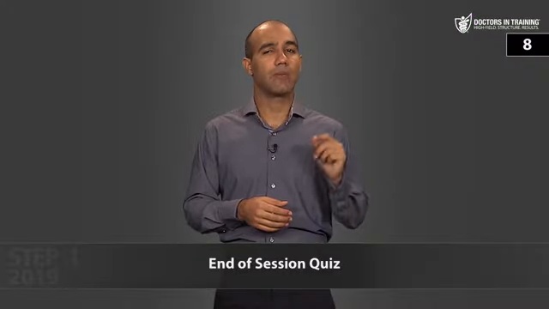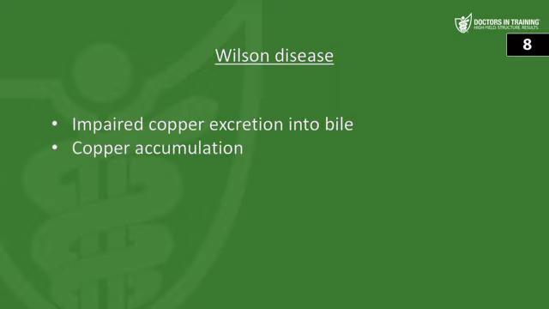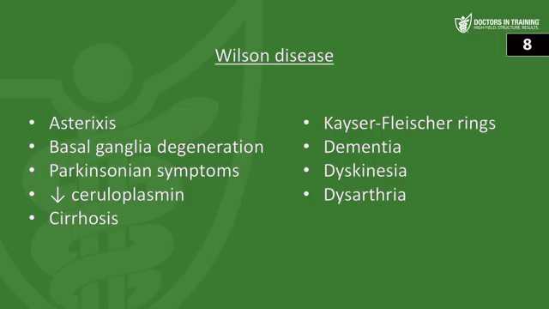What is the underlying problem in Wilson's disease? You'll remember that the underlying problem in Wilson's disease is impaired copper excretion into the bile. Ceruloplasmin, the copper ferrying protein, is usually low, and copper isn't put into the bile for elimination. What are the characteristics of Wilson's disease? Remember that there is copper accumulation resulting in basal ganglia degeneration, resulting in Parkinsonian-type symptoms, asterixis, cirrhosis, those brown Kaiser-Fleischer rings around the edges of the cornea, personality changes, and dementia.